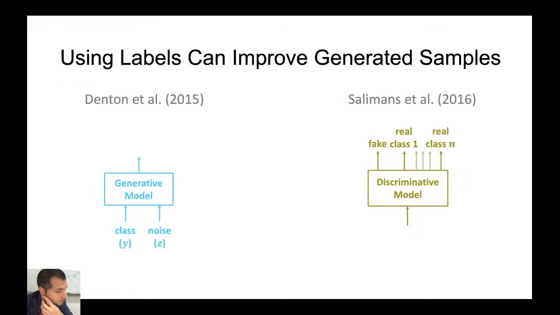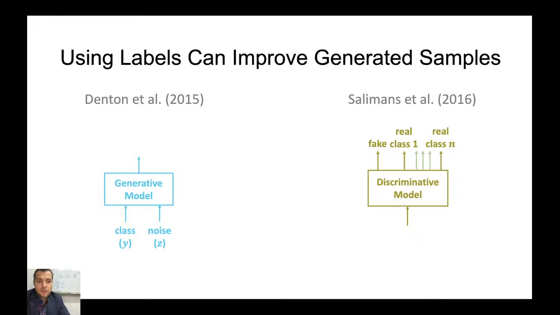This is a conditional GAN. In the original paper, they only added this class to the generator, and recently they also observed that using this idea in the discriminator is also useful. So the discriminator not only discriminates between fake or real images, it actually discriminates between fake and the different classes of real images. It has to say that this is a fake image, or this is an image from class 1, and so on. Okay, so labels can improve the generated samples.